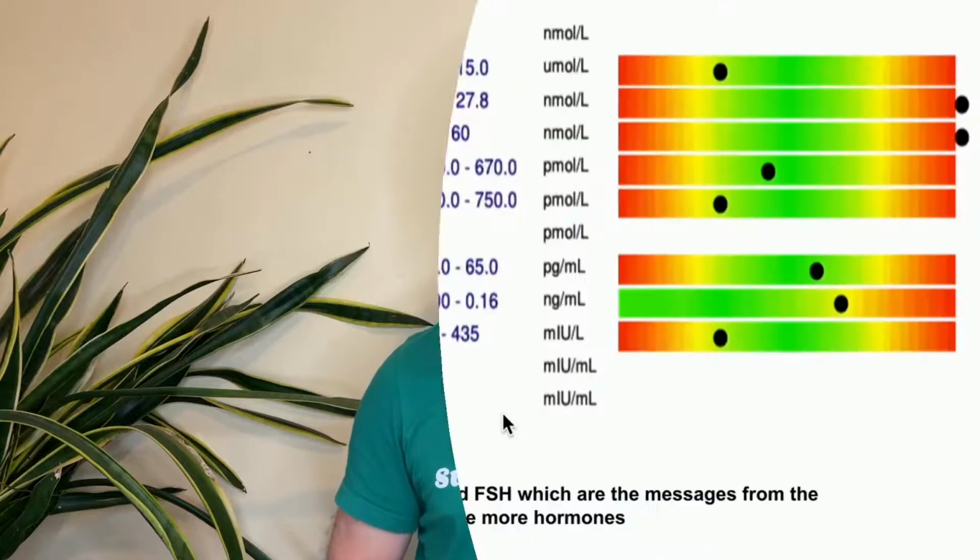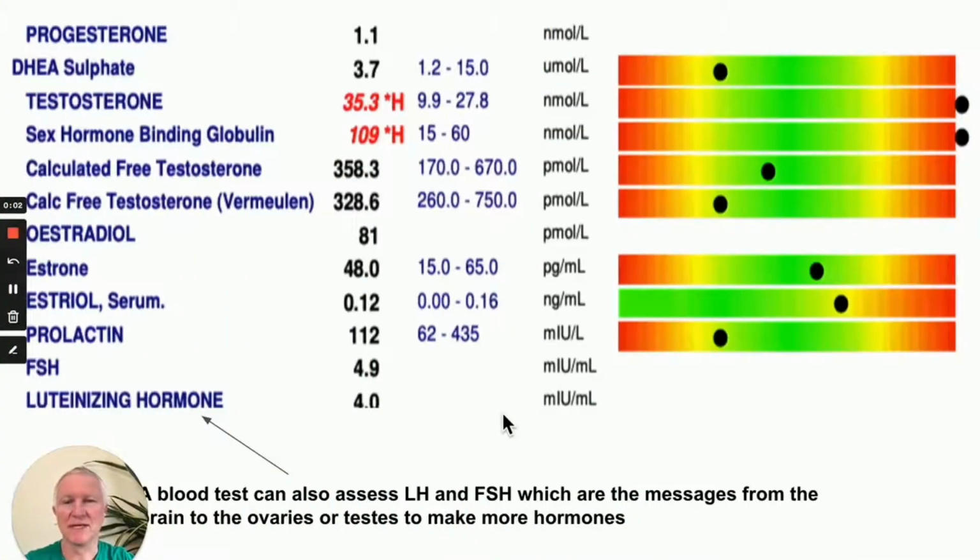Let's have a look at some slides of different testing options and I'll show you why I think the Dutch test is the best. But blood testing is still valid and I use it a lot in clinic. This is an example of a blood test for the sex hormones. This is one way of testing estrogen, and it is quite a good way. It measures the LH and FSH, which you can't do in saliva or urine testing.